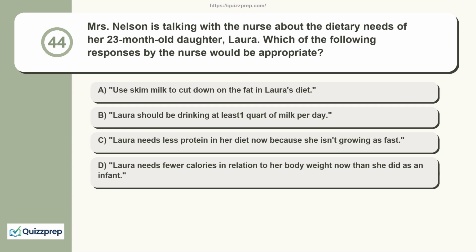Question 44. Mrs. Nelson is talking with the nurse about the dietary needs of her 23-month-old daughter, Laura. Which of the following responses by the nurse would be appropriate? Use skim milk to cut down on the fat in Laura's diet. Laura should be drinking at least 1 quart of milk per day. Laura needs less protein in her diet now because she isn't growing as fast. Laura needs fewer calories in relation to her body weight now than she did as an infant.